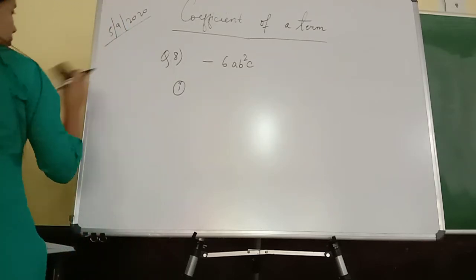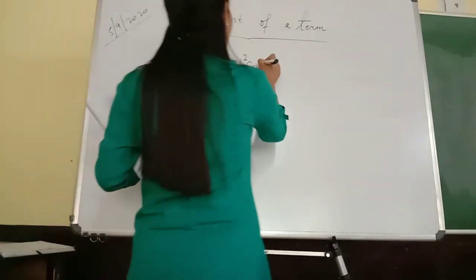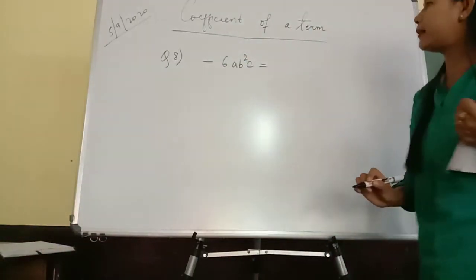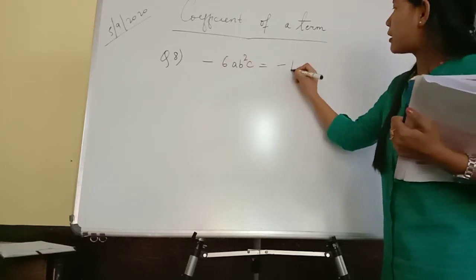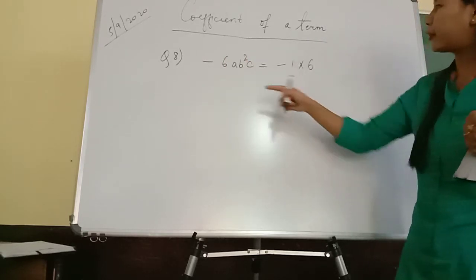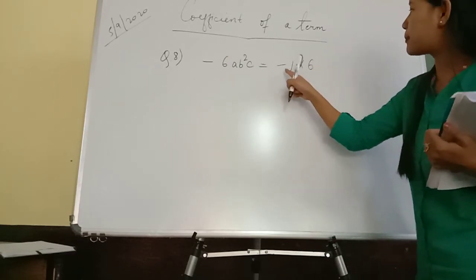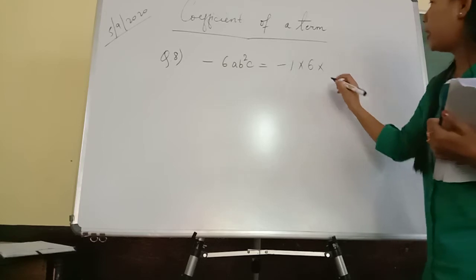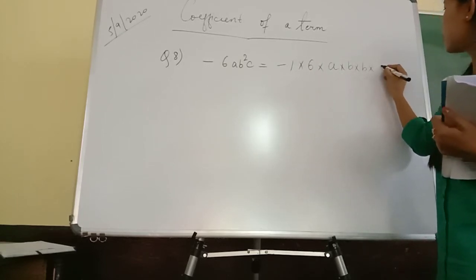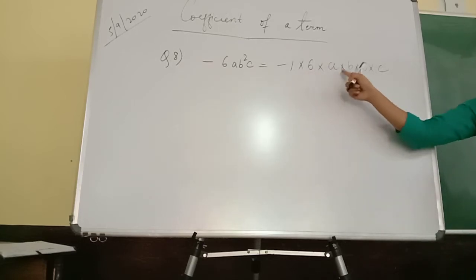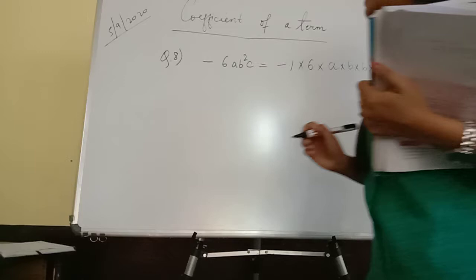Before we attempt this question, let's write down the factors of this term. If you see minus, you have minus 1 into 6, because we can get minus 6 by multiplying minus 1 into 6. So the factors are minus 1 into 6 into A into B into B into C. This is the factorization of the term minus 6ab square c.